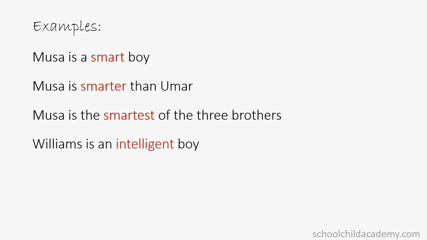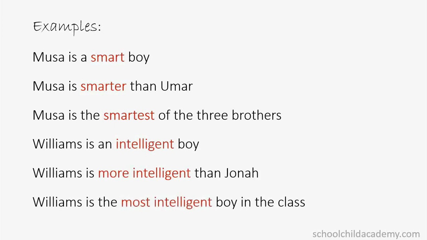Williams is an intelligent boy. Williams is more intelligent than Jonah. Williams is the most intelligent boy in the class.